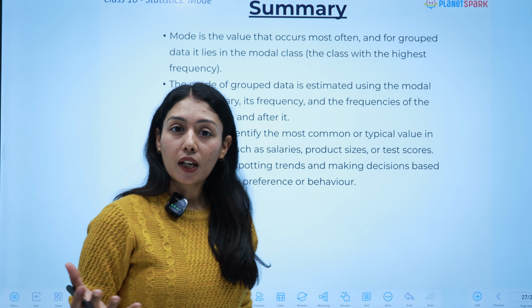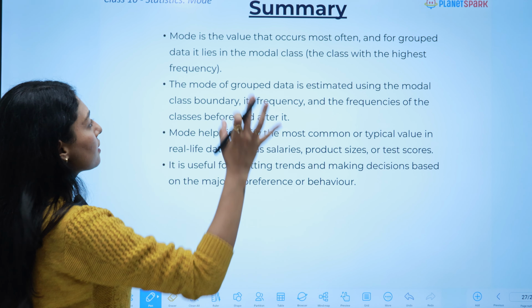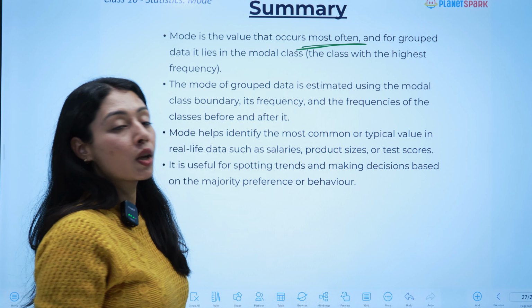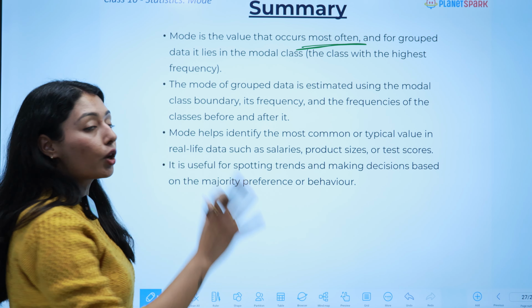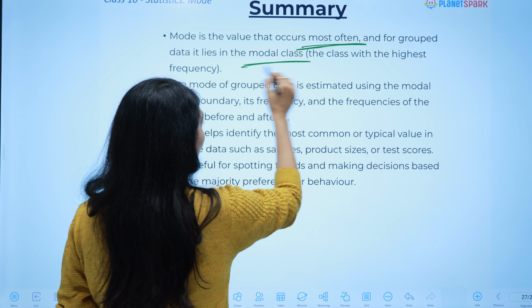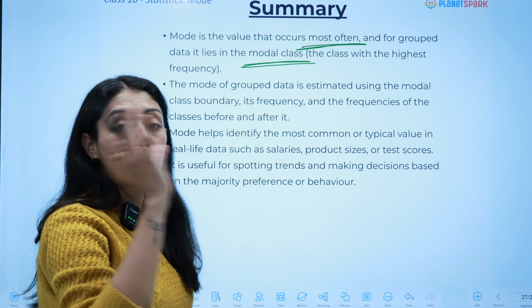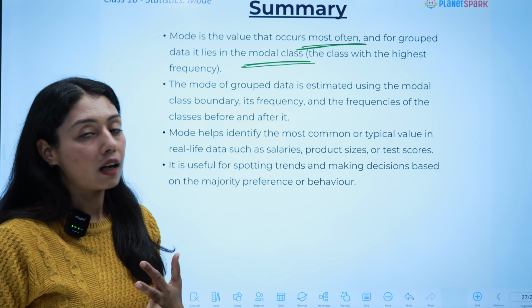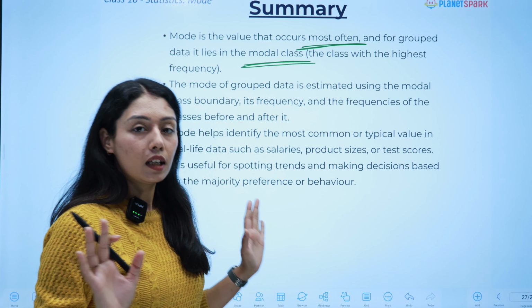Let's quickly summarize what we learned here in mod. Mod is the value we know that occurs most often, जिसकी frequency क्या है, maximum. So for a grouped data, we'll look for the model class. That is the class for which the frequency is maximum. ठीक है. Model class मिल गई तो put into the formula all the values there, L, F1, F0, F2, H, and we have the mod. You all remember the formula till now?